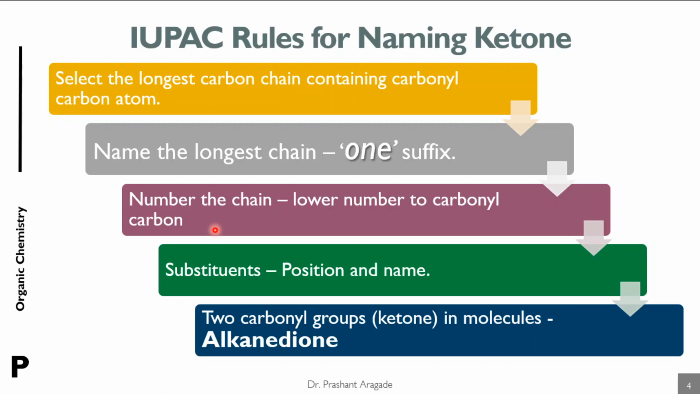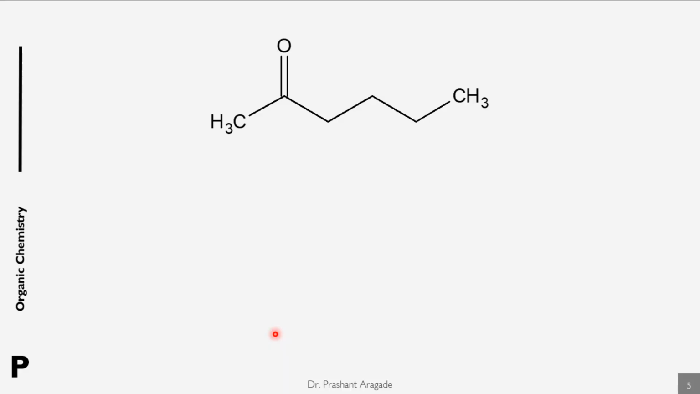If two carbonyl groups are present in a molecule, then it is named as alkanedione. Observe here, the E of alkane is written. There is no need to replace this E in case of compounds containing two carbonyl groups. So the di prefix is used to indicate that the ONE, that is the ketone functional group, is present 2 times. So this is the example.